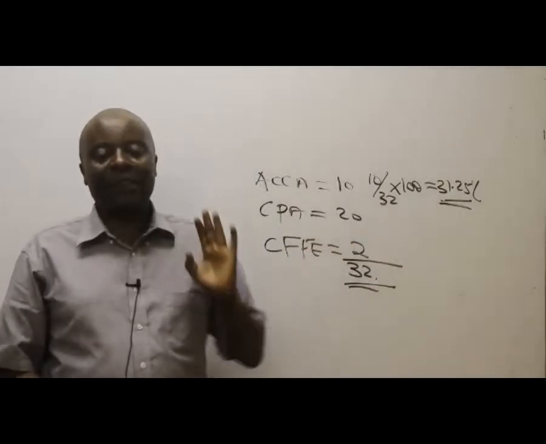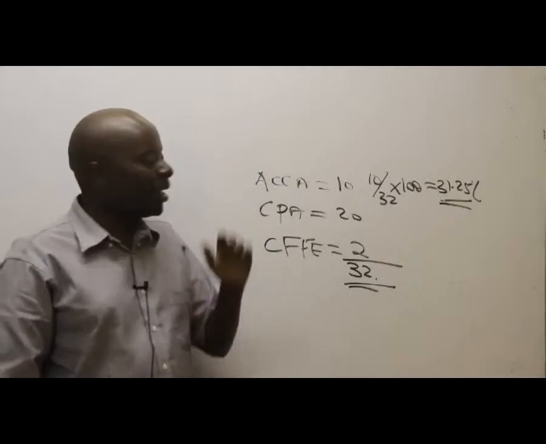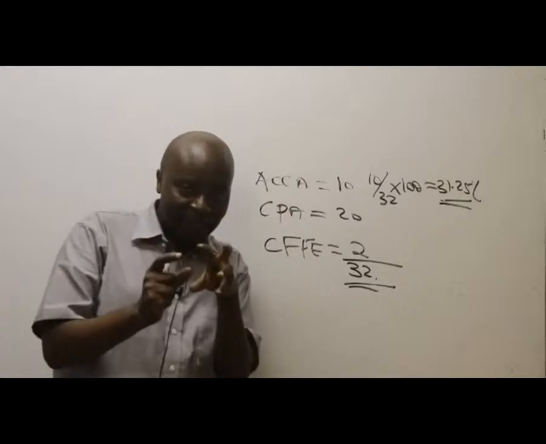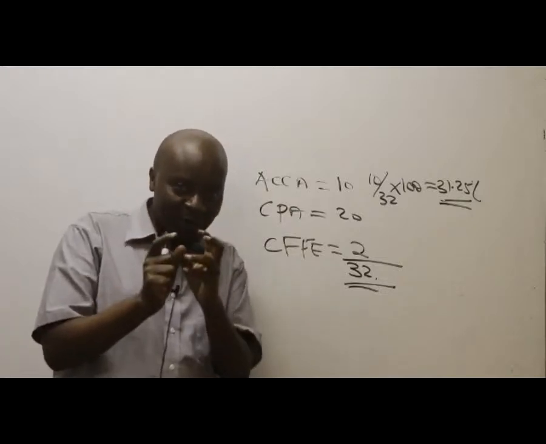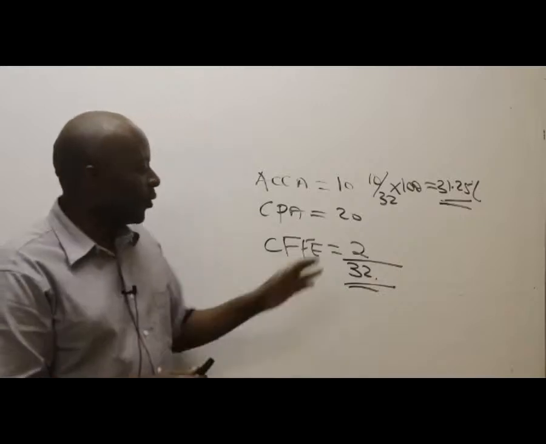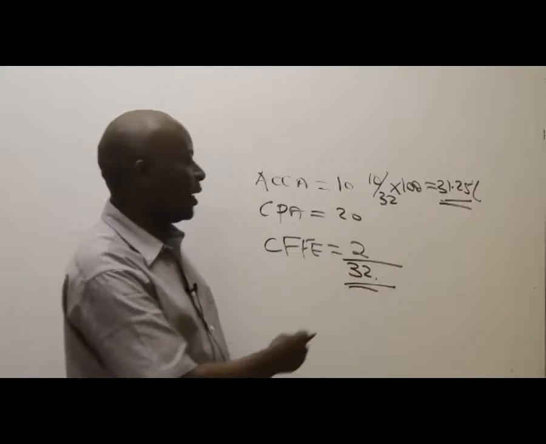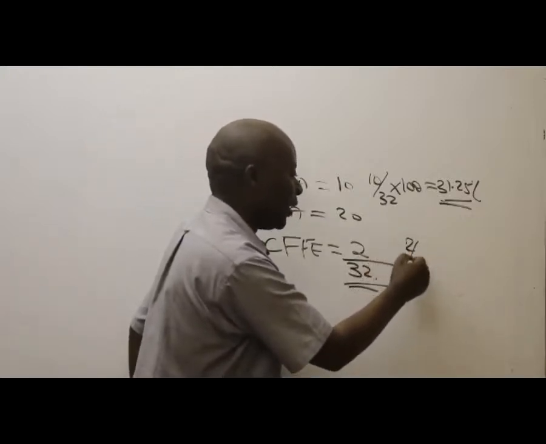It's a pass. It's very high. It's more than 10. It meets the criteria. It means that ACCA has to be reported as a distinguishable component, a distinguishable segment. Of course, I don't have to do any test with CPA. 20 over, that's over 60. How about CFFE? CFFE is 2 over 32.